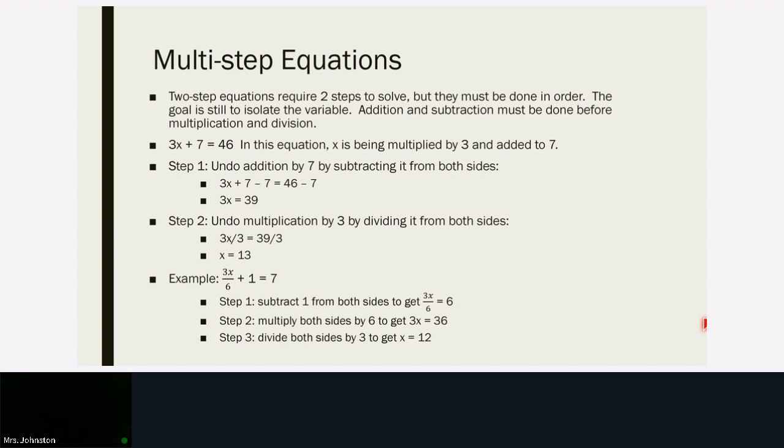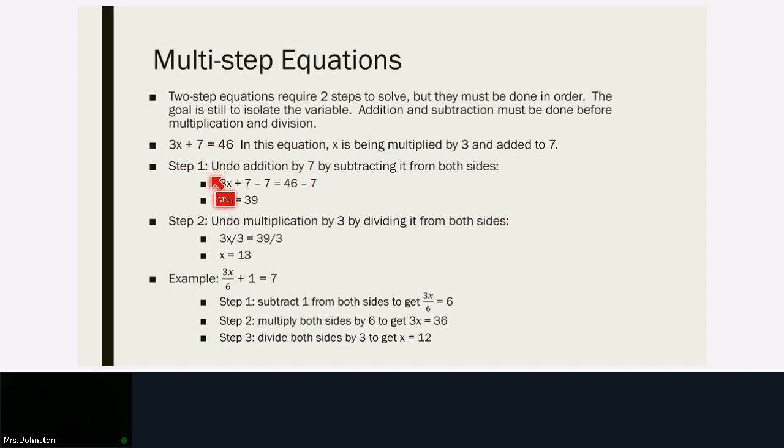Sometimes the equations are not that simple. If at least two things are being done to x, then it's called a multi-step equation, and it takes more than one step to finish. I'm going to go over some two-step equations. Here you see an example where 3x plus 7 equals 46. Not only is x being multiplied by 3, but it's also having 7 added. Now, it's important to know that you have to undo addition and subtraction before you undo multiplication and division. This is the opposite of the order of operations that you used when you were simplifying equations. Because we're undoing things, we undo them in the opposite order.